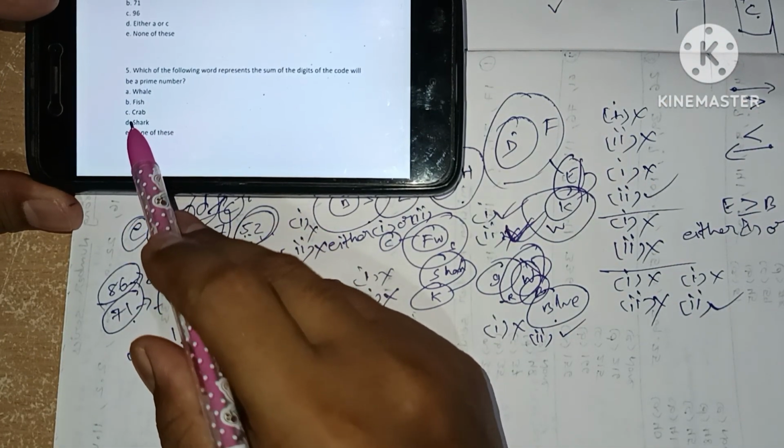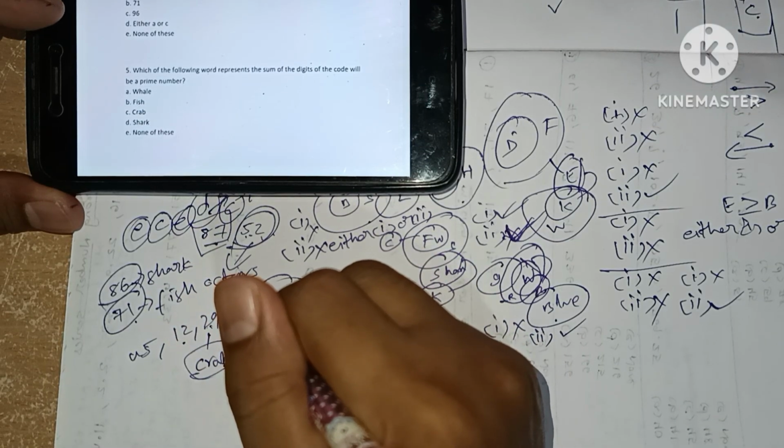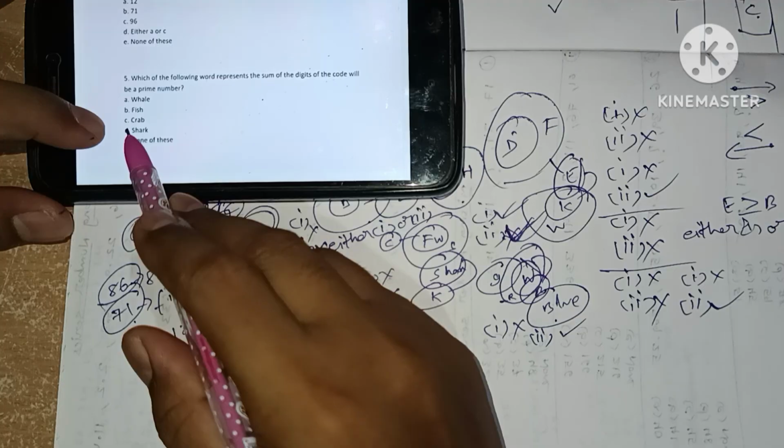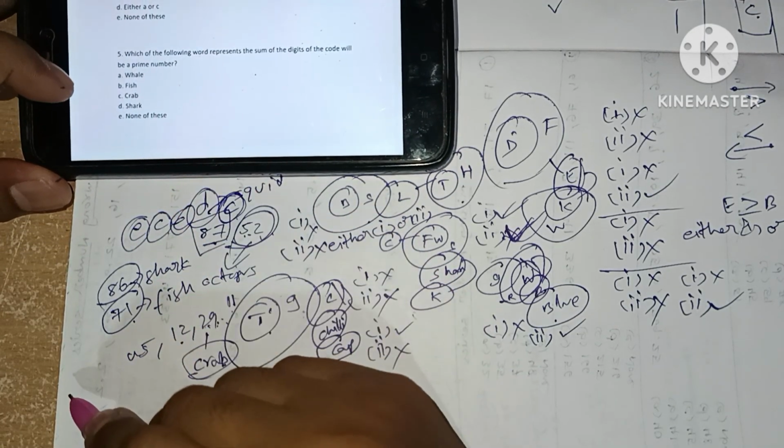So we got the answer crab, which is 29. The sum of these two digits is 11, which is a prime number. So the answer will be option C, crab. So option C is our answer for the fifth question.